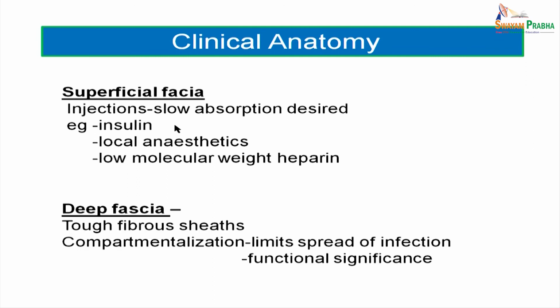So, deep fascia is important because it forms a tough fibrous sheath and it helps in compartmentalization. This compartmentalization will limit the spread of infection from one compartment to another, and by localizing the source of infection, the mass spread is limited, and also by determining where the infection is present, we can treat it.